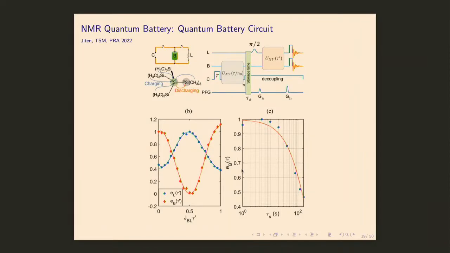Now you can see this is a log scale, and the stored charge decays like this. Up to about 120 seconds, 2 minutes, we could store about 50%. 50% of the battery is stored up to about 2 minutes. It's not great, but still it is a proof of principle that this can act like a quantum battery.